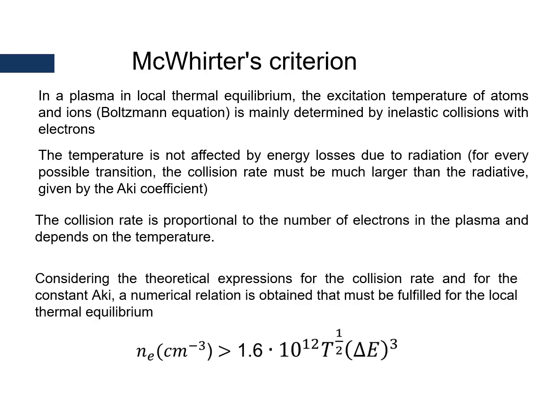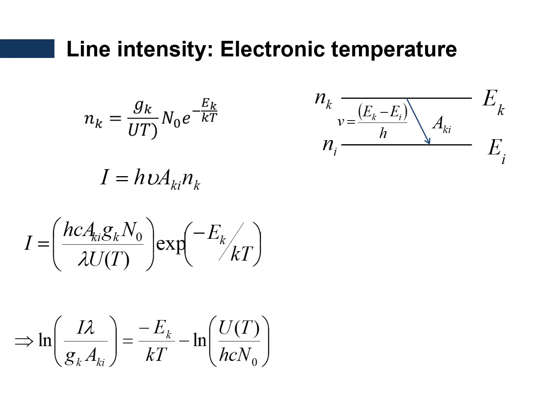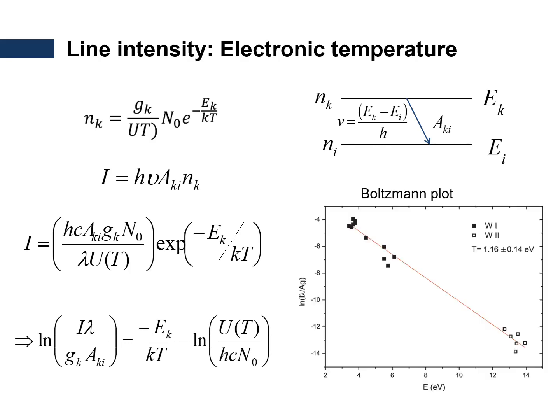If the plasma is considered thin, that is, photon absorption within the plasma is negligible, then the intensity of a spectral line generated by the transitions between levels Ek and Ei will be given by the probability of spontaneous emission A_Ki multiplied by the number of atoms found in level K. Using the Boltzmann equation to determine the number of atoms found in level K, we have. By applying logarithms to this expression, we get. This expression represents a line in the plane defined by the logarithm of the intensity multiplied by the wavelength and divided by the level degeneracy and the transition probability, versus the energy of the higher level. This plot is known as the Boltzmann plot.